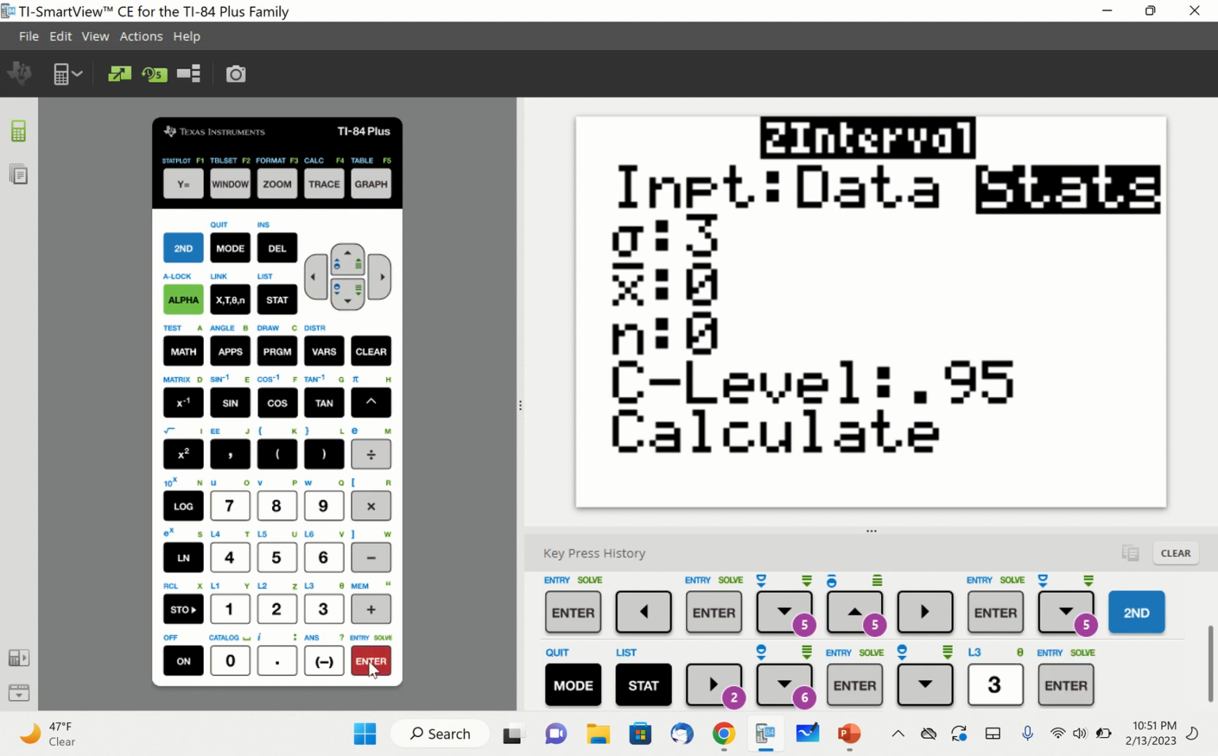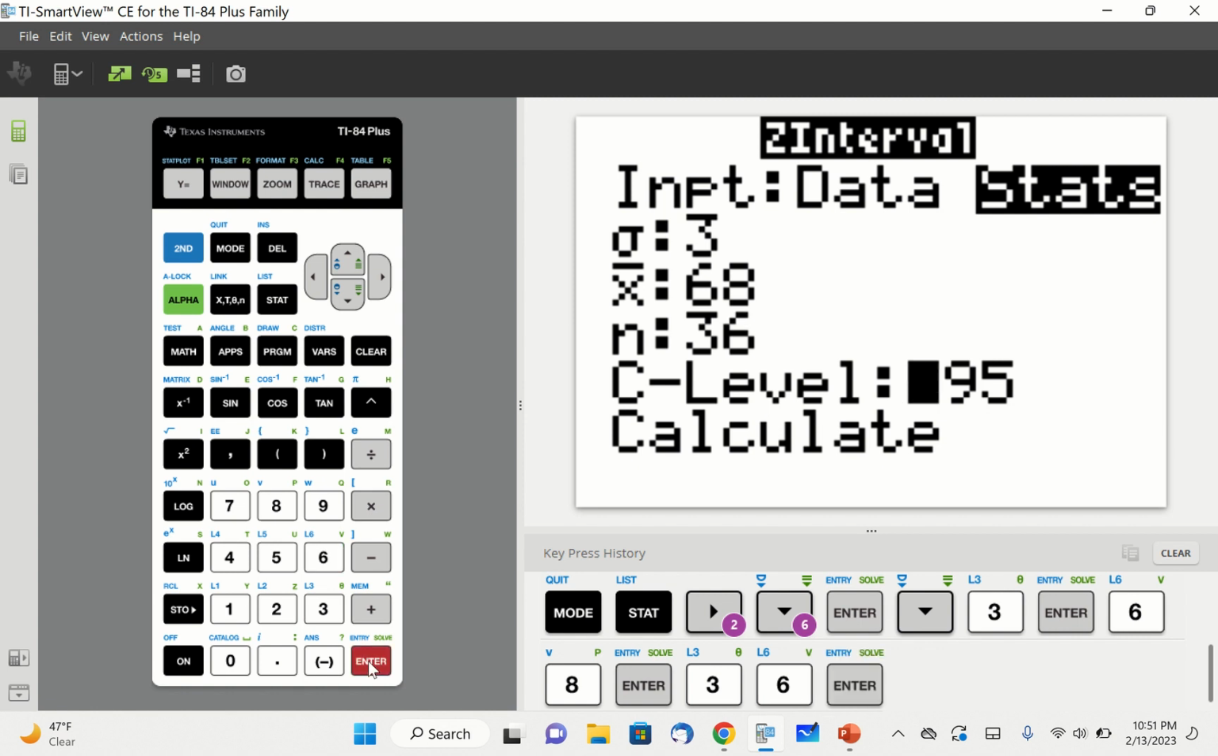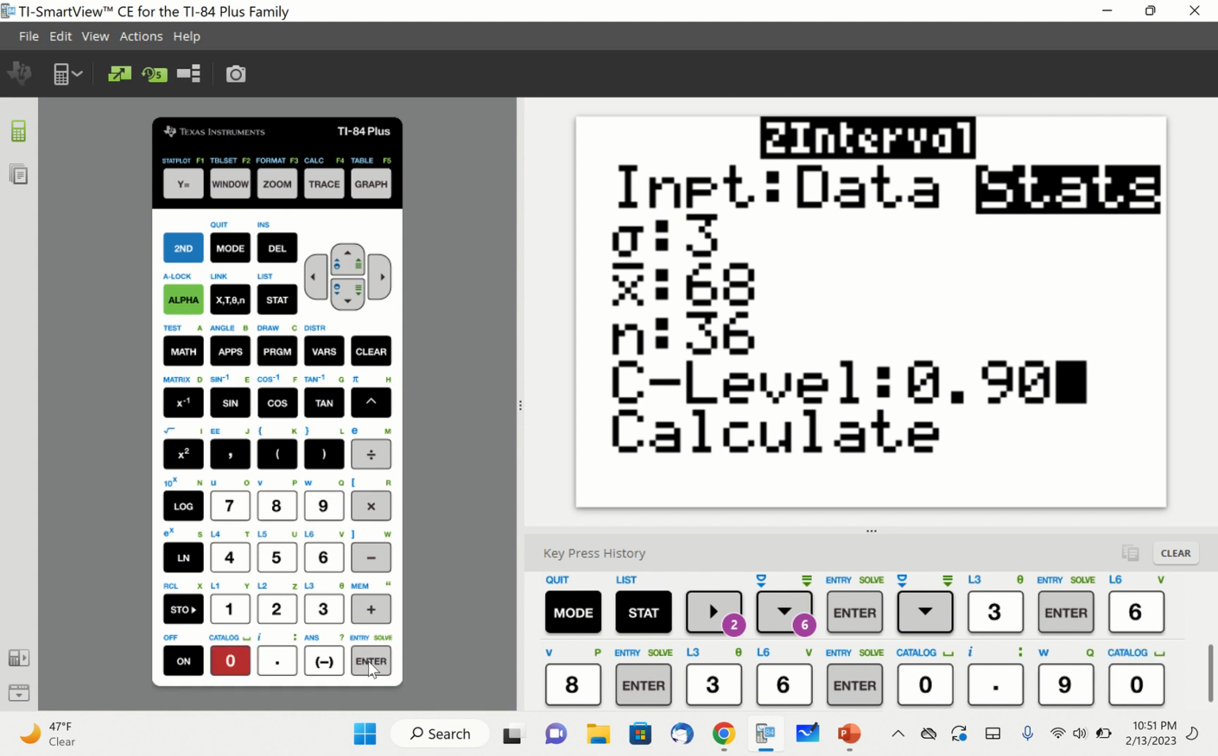Enter. Sample mean was 68. Enter. Sample size was 36. And confidence level was at 90%. So 0.90, you enter it as a decimal always.